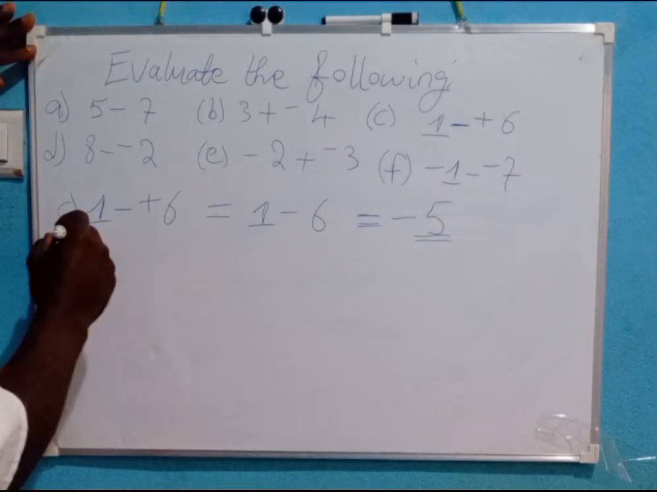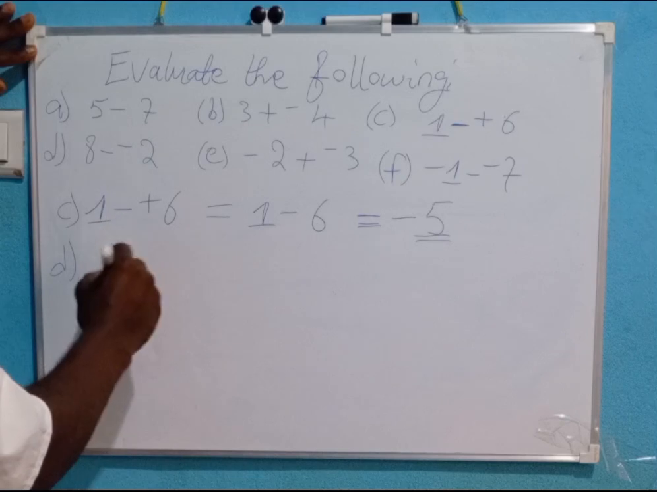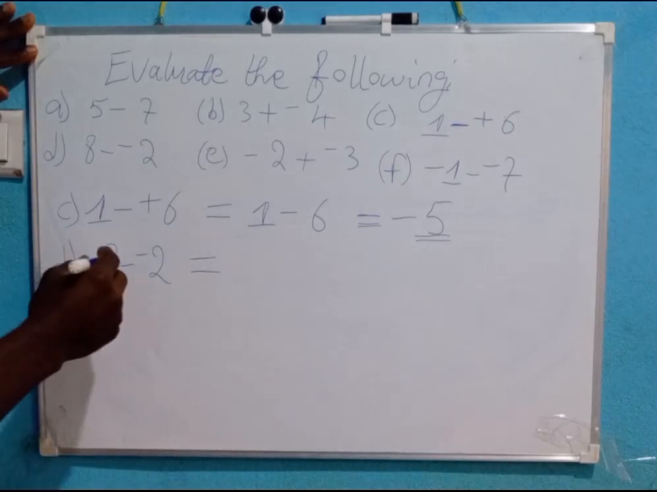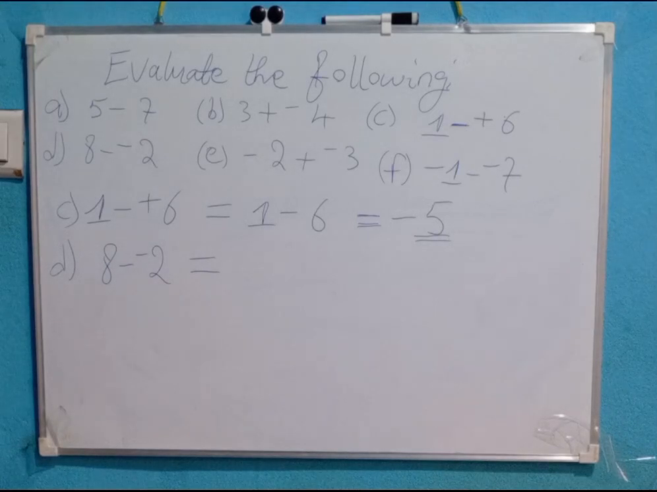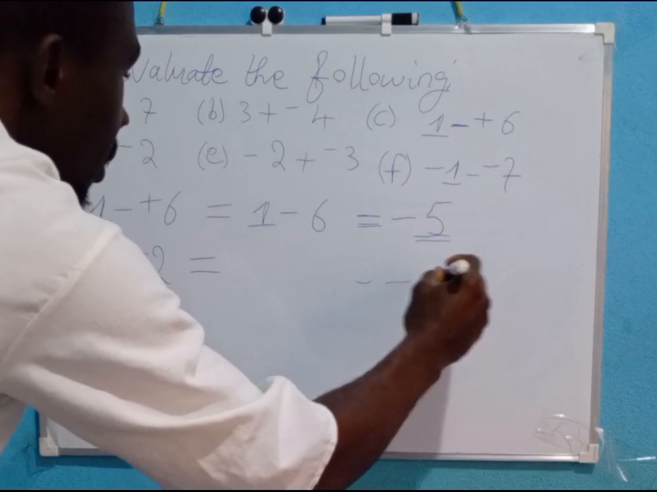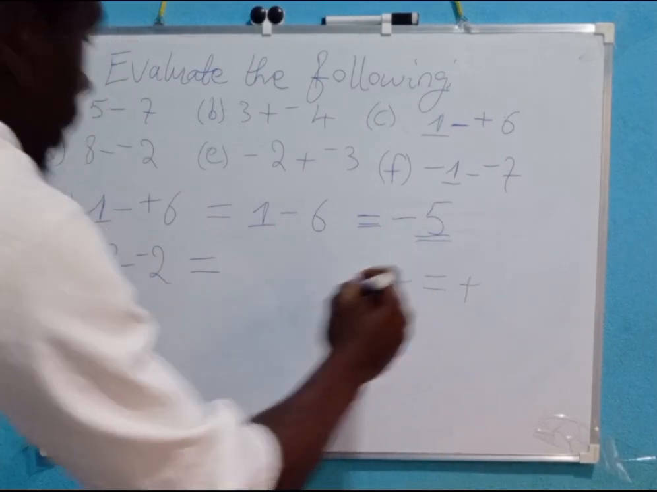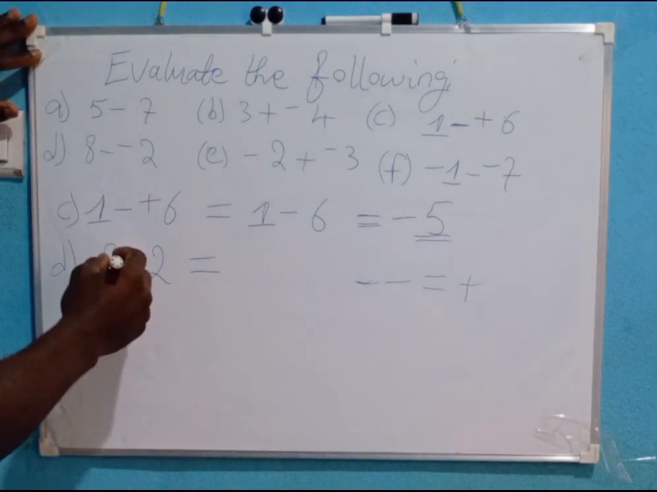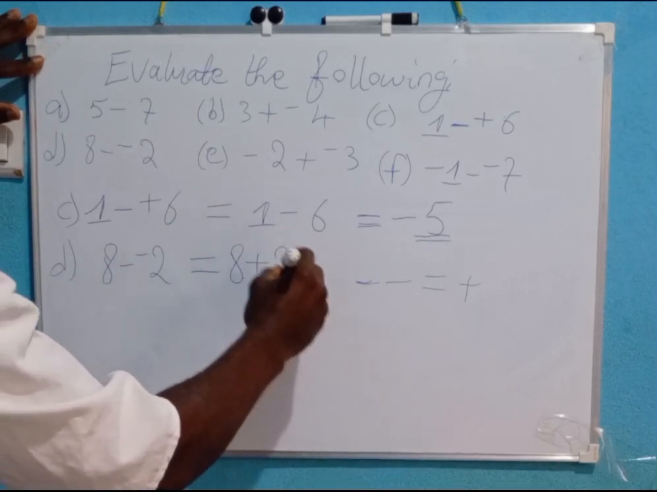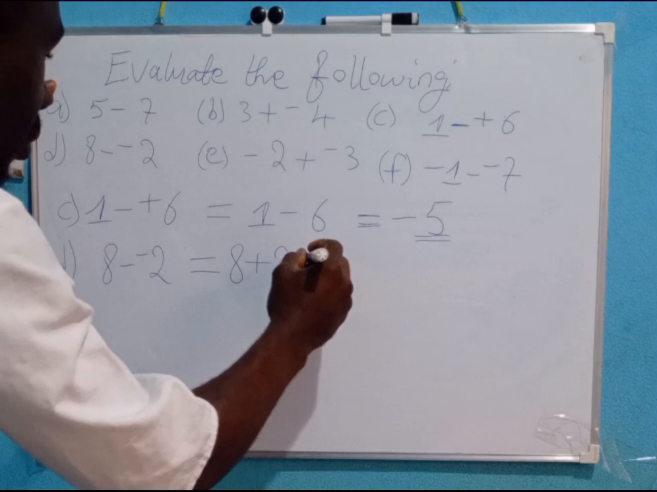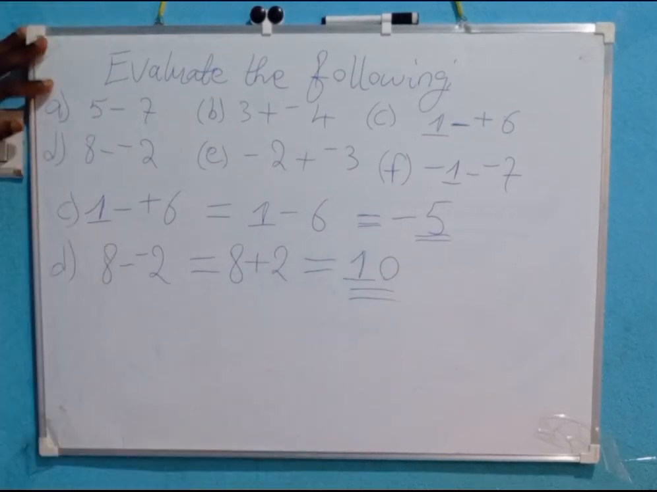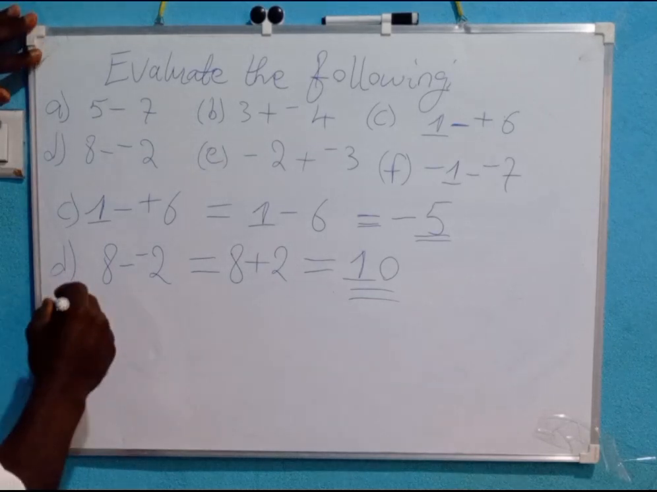We go now to question D. For D, we have 8 minus negative 2. This will simply be equal to, according to the sign rule, when we have two negative signs like this, the resulting sign will be positive. So 8 minus negative 2 is simply the same as 8 plus 2. 8 plus 2 is simply equal to 10. This is the result.